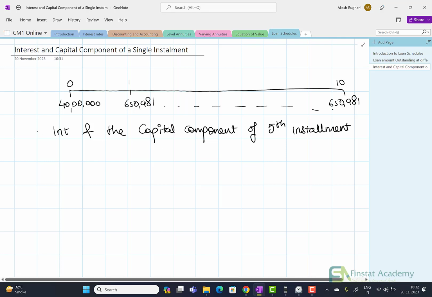So let's say instead of the 5th, I had been told to find the interest and capital component of the first installment. Now the first installment is 6,50,981. Can I say at first I had borrowed 40 lakhs? So can I say the interest will be equal to 40 lakhs into whatever is the rate, in our example 10%? So the interest will be 4 lakhs. The principal or the capital component will be nothing but the balancing figure, so it will be whatever the installment x is, minus the interest component.